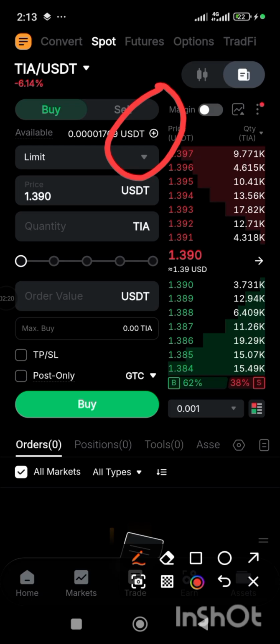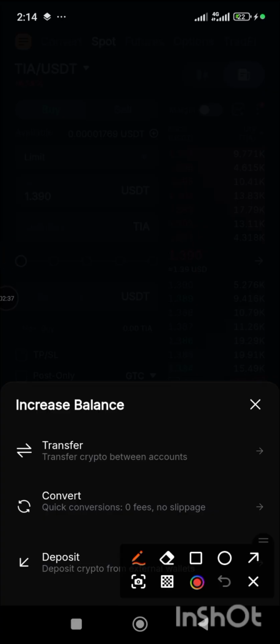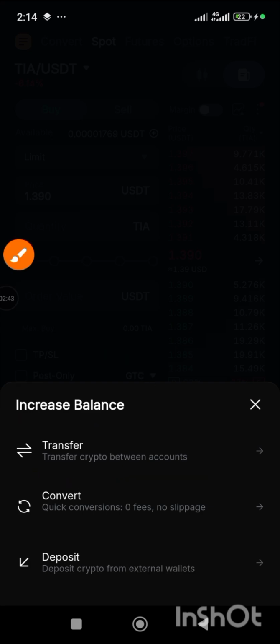This plus sign here, I'm going to click on this plus sign. If you click on it, it will get you to this page where you now click on transfer. As you can see, it says increase balance. So you're going to click on this transfer so that you can get money for your trading.